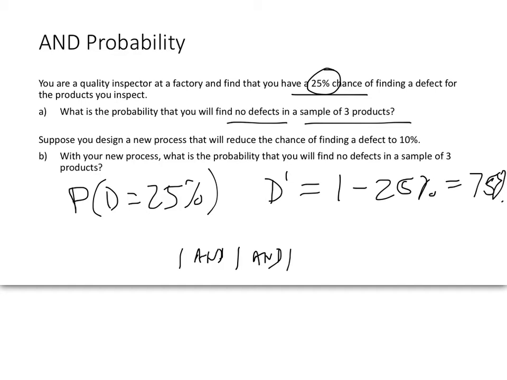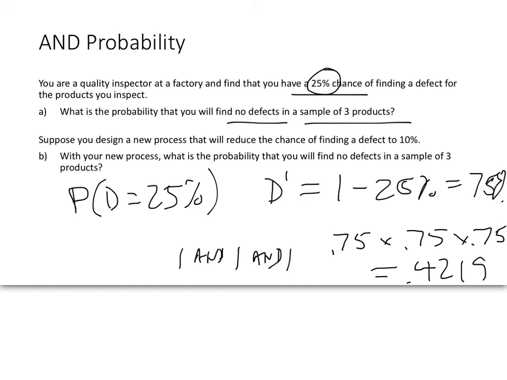Again, we're looking for no defects, so we would say the probability is 0.75 times 0.75 times 0.75, and that is going to equal 0.4219. So just over a 42% chance of all 3 that you pick up having no defect.